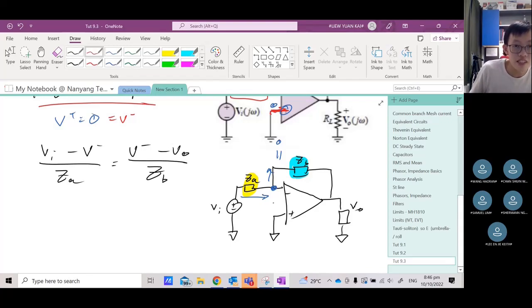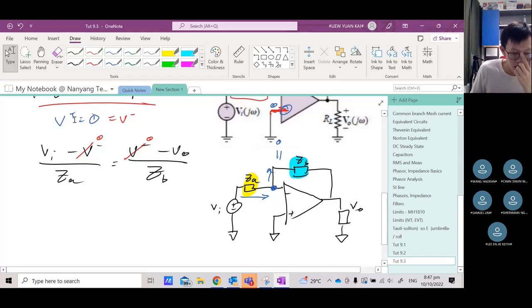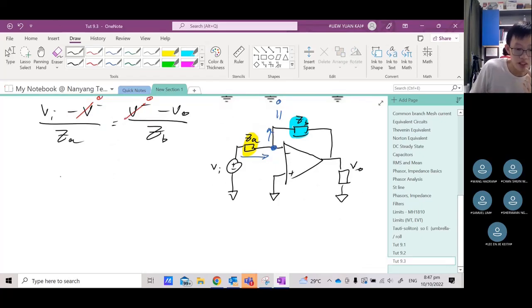Okay? Then we already established that V minus is equal to 0 because the positive one is attached to the ground. Then the positive terminal will be equal to the negative terminal. So this will be 0. 0 here, 0 here. Okay? Then what we need to do is rearrange to get the transfer function, which is the frequency response.